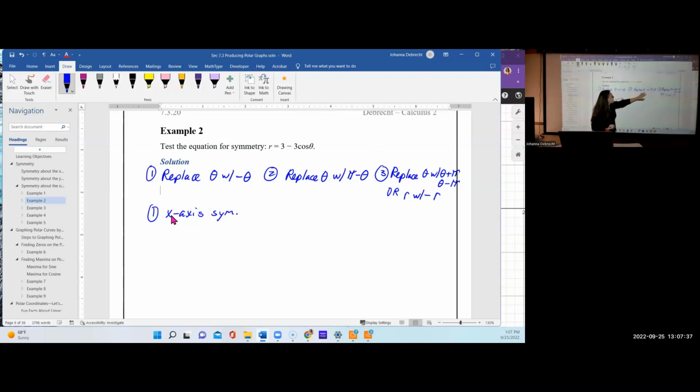Then replacing theta with pi minus theta, that is going to move it from quadrant 1 to quadrant 2, or from quadrant 2 to quadrant 1, but cosine has different signs there, so definitely it does not have that symmetry. So we have no y-axis symmetry. And the last one, replacing theta with theta plus pi or theta minus pi, moves it from quadrant 1 to quadrant 3 or 2 to 4 or vice versa. And again, it's going to change the sign of cosine, which is going to change it from 3 minus 3 cosine of theta to 3 plus 3 cosine of theta, which is not the original one. So again, we see that we have no symmetry about the pole.